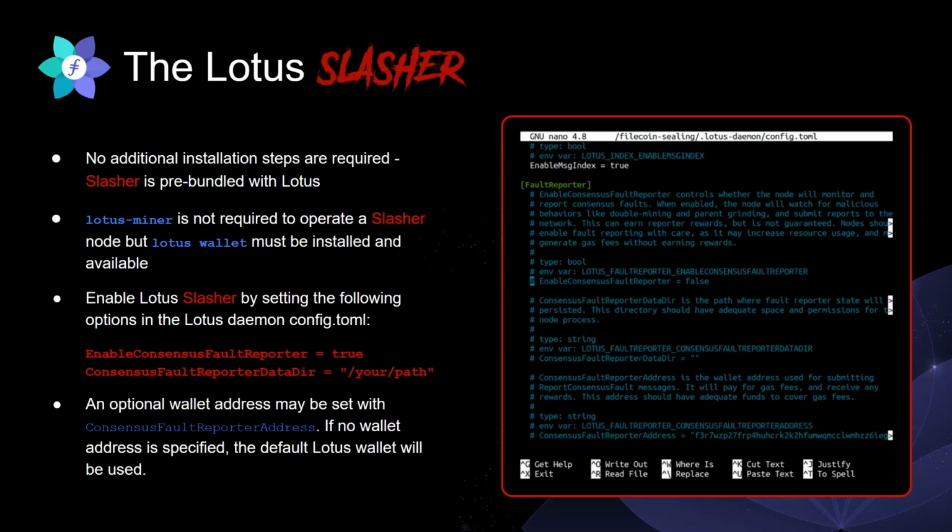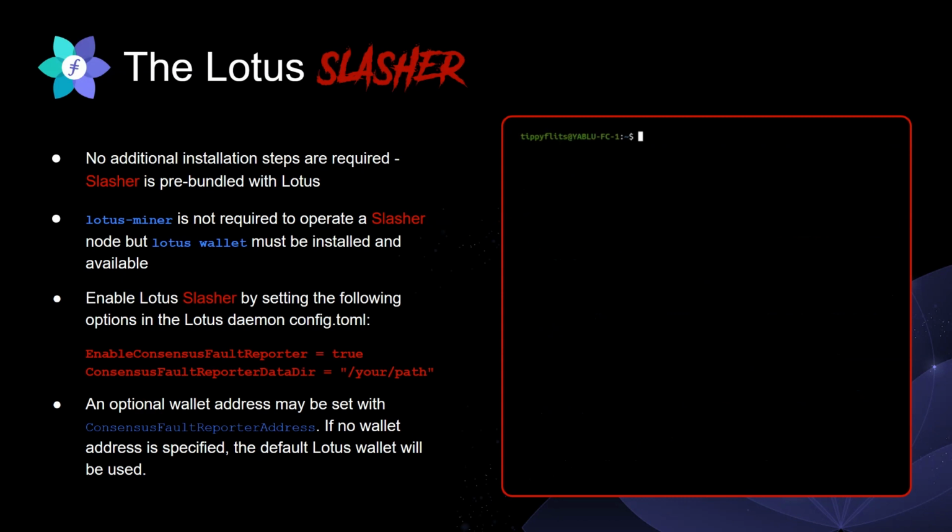Enable Lotus Slasher by setting the following options in the Lotus Daemon config toml. As you see in the right-hand screen, I'm setting Enable Consensus Fault Reporter to true, and I'm also setting Consensus Fault Reporter data directory to a local path. An optional wallet address may be set with the Consensus Fault Reporter address. If no wallet address is specified, the default Lotus wallet will be used. Once you have your configuration settings in place, simply save the file and we can run Daemon as usual.